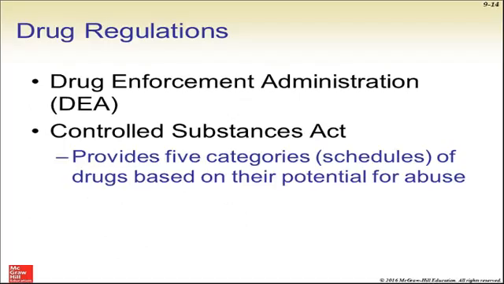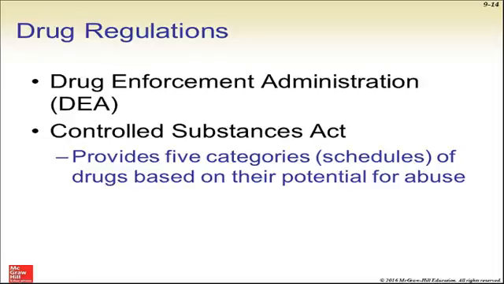Next in the chapter was drug regulations, and drug regulations is enforced by the Drug Enforcement Administration, or the DEA, under something called the Controlled Substance Act. It provides 5 categories or schedules of drugs based on their potential for abuse. So drugs are categorized based on how addictive, basically, they could be.